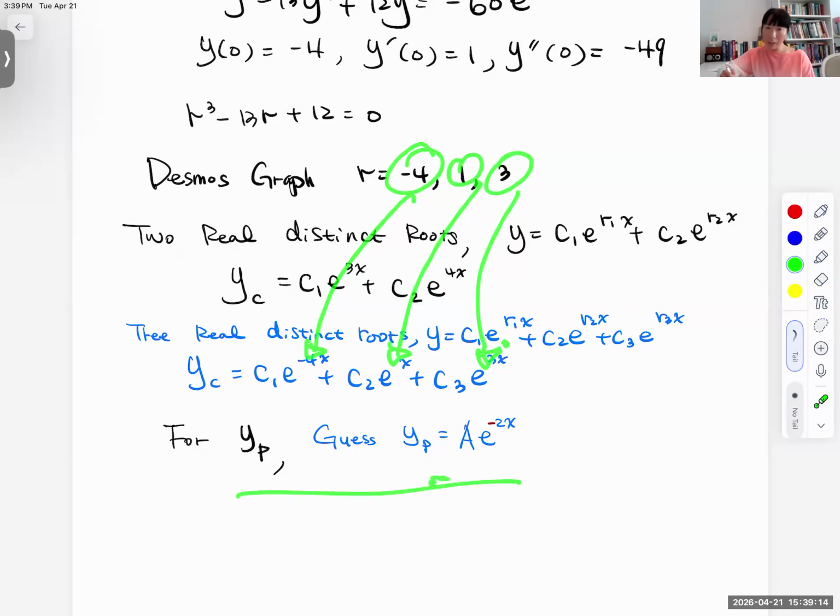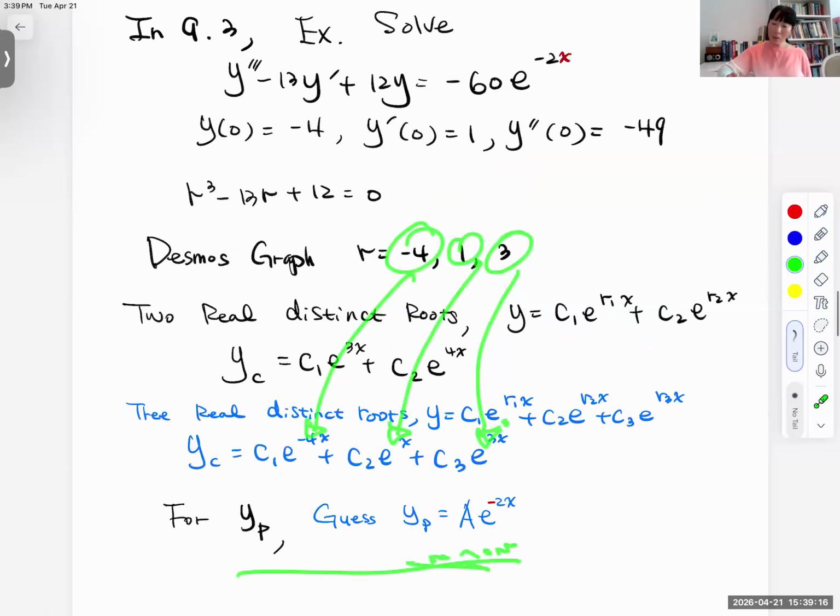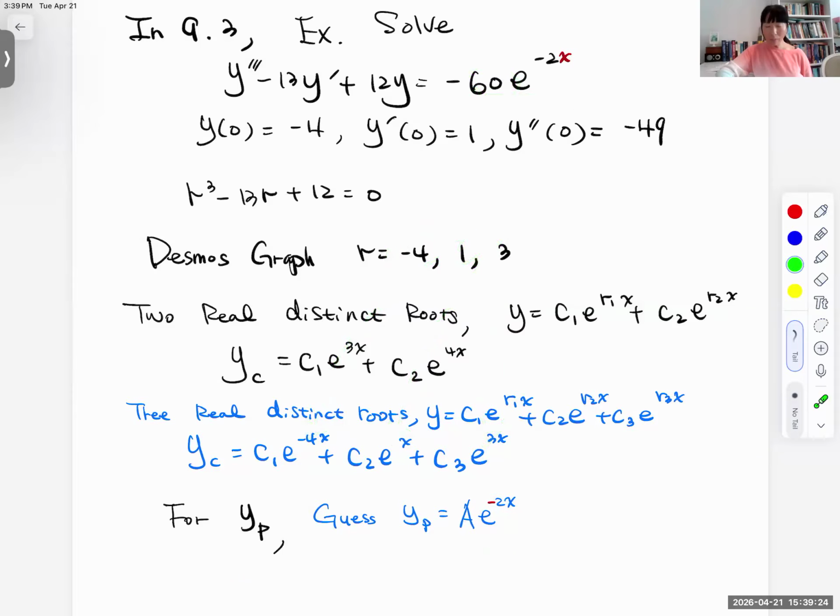Now guessing the particular solution. So the right-hand side, g of x, we have negative 60. We're going to find a, but this is the form. We can use the guess a e to the negative 2x. We still can use negative 2 here because we don't have negative 2 as a solution on the left-hand side, right? All right, so let's find out a.